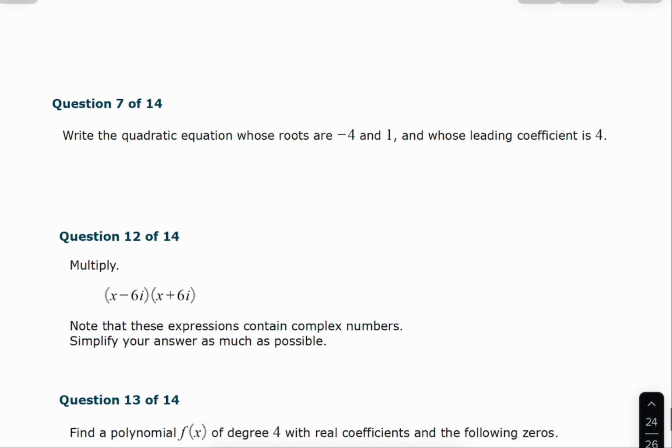So it says, write a quadratic equation whose roots are -4 and 1. Remember, roots are just a fancy way of saying zeros.